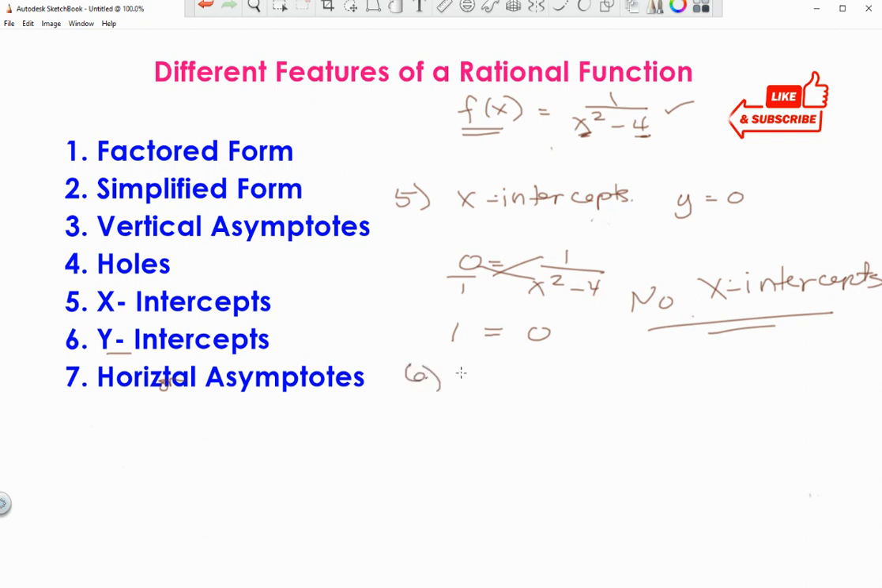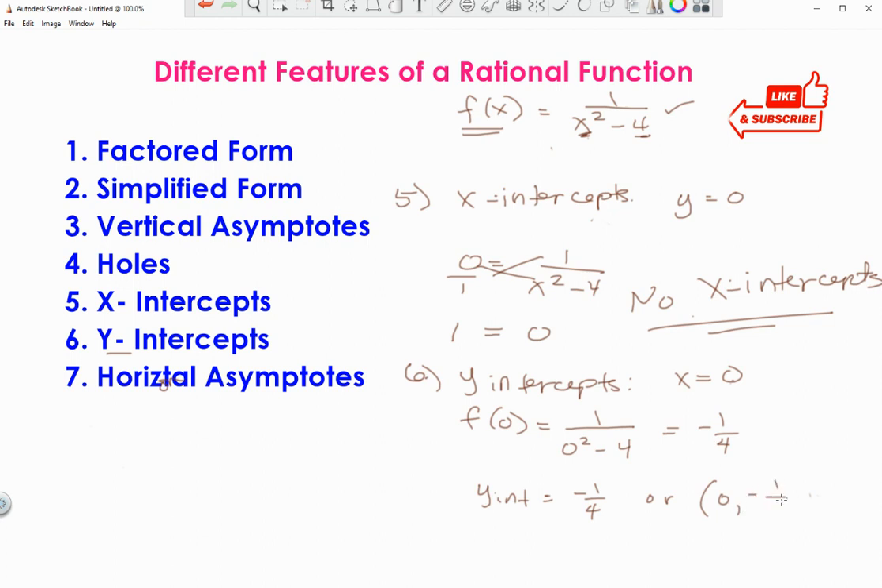So number 6, y-intercepts. This is where x equals 0. So f of 0 equals 1 over, substitute x equals 0 in your equation, 0 squared minus 4, which is equal to negative 1/4. So therefore your y-intercept is going to be equal to negative 1/4, or (0, negative 1/4). Okay, good. All right, lastly, horizontal asymptote.